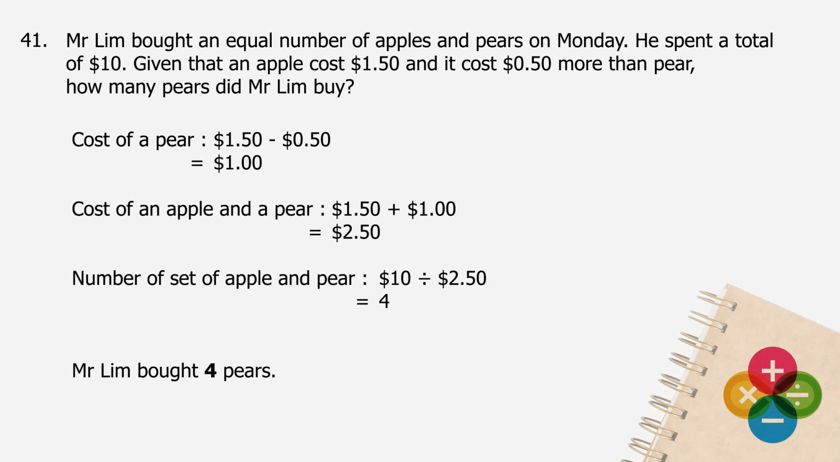The cost of a pear will be, subtract $1.50 from 50 cents, and the difference is $1. The cost of an apple and a pear will be, add $1.50 to $1, and the sum is $2.50. The number of set of apple and pear will be, divide $10 by $2.50, and the quotient is 4. Mr. Lim bought 4 pears.